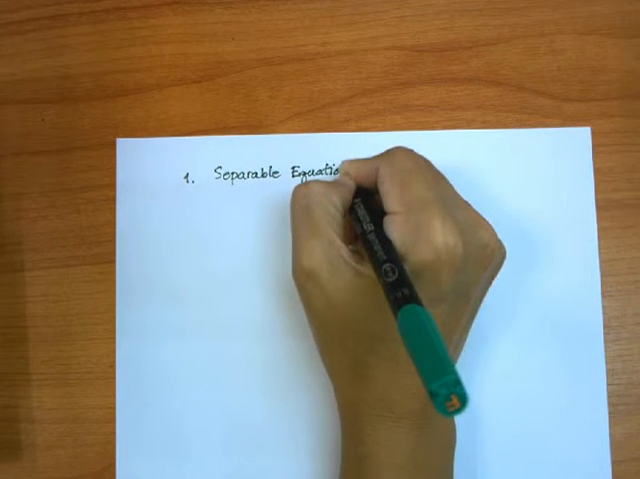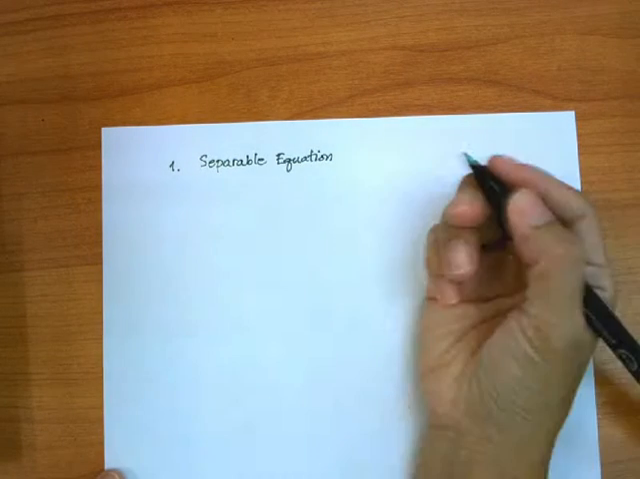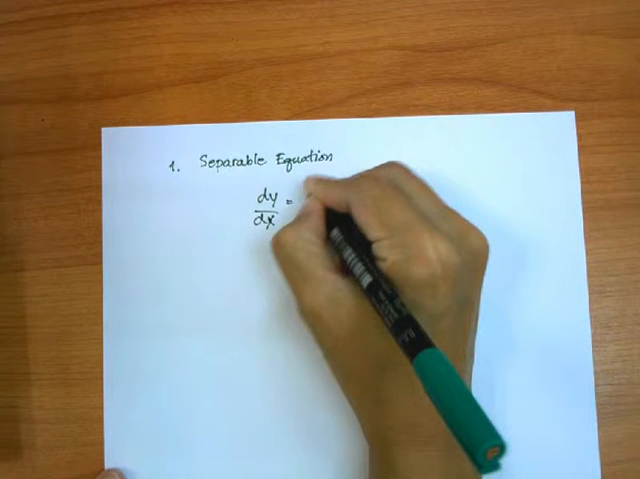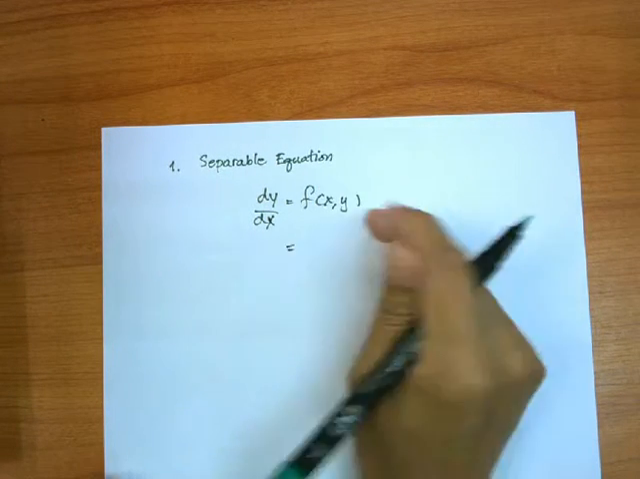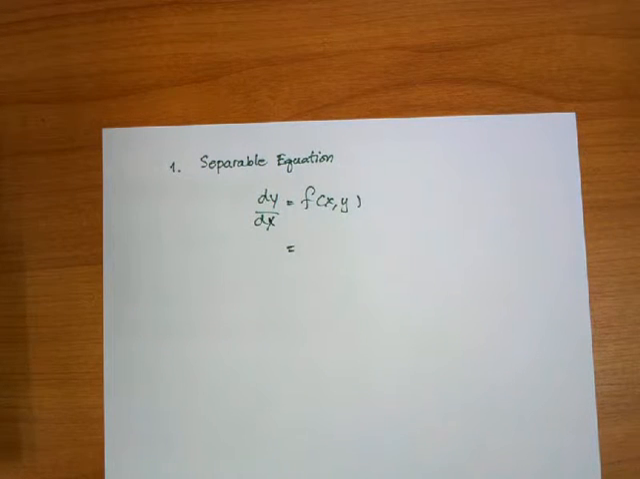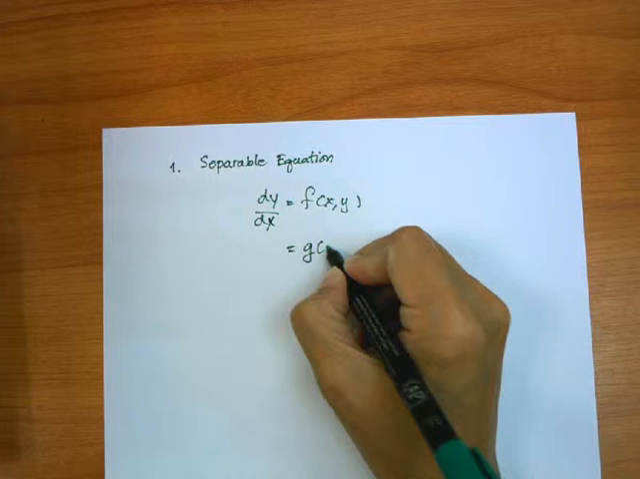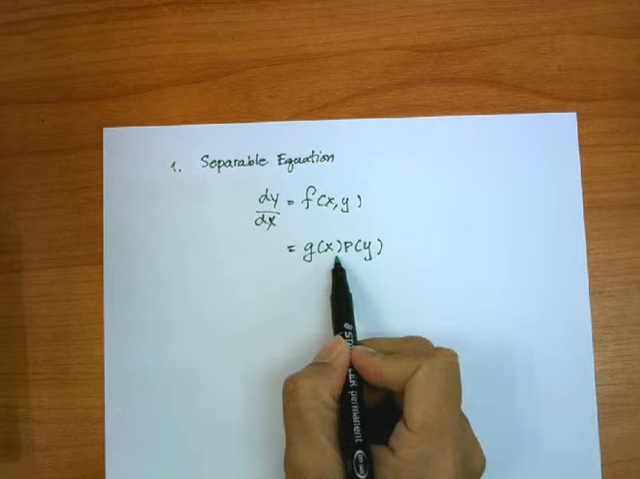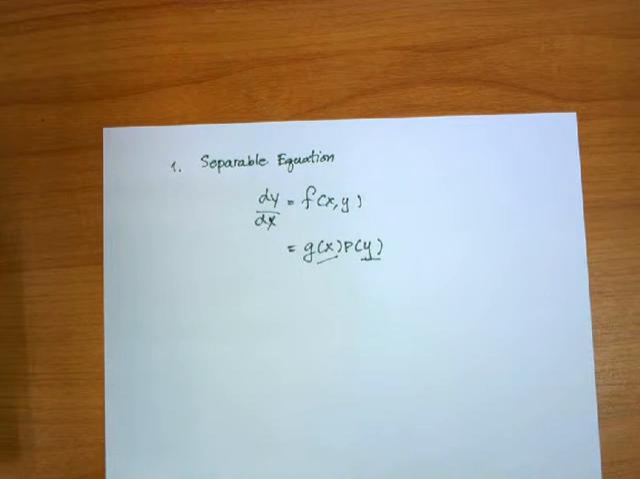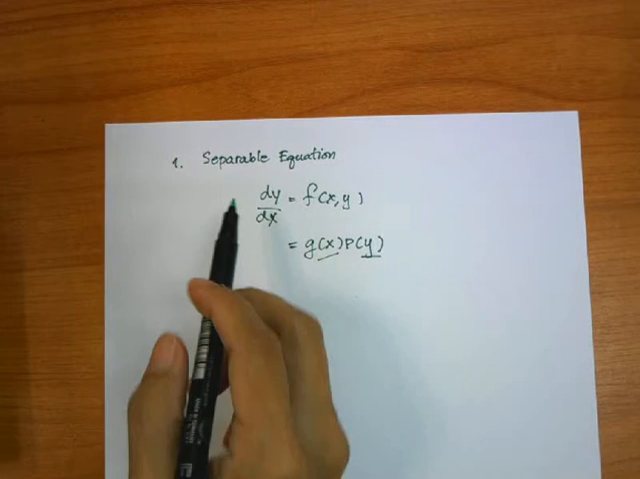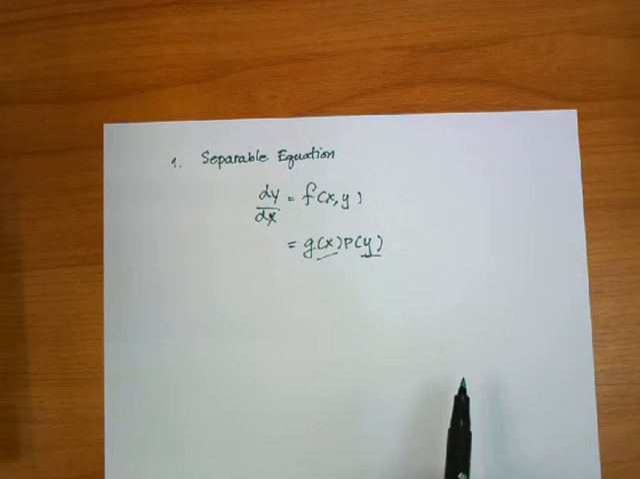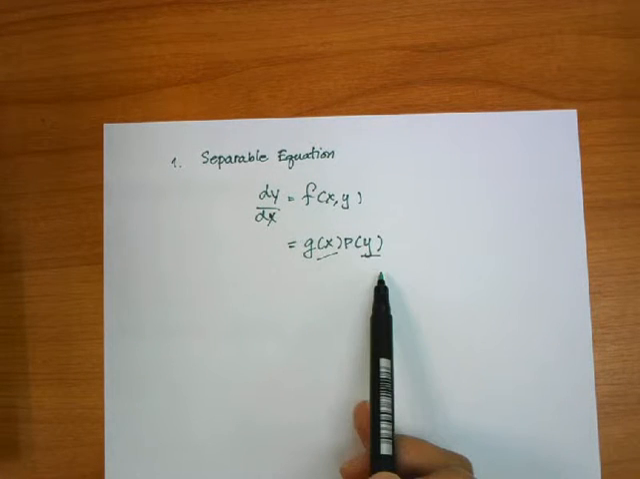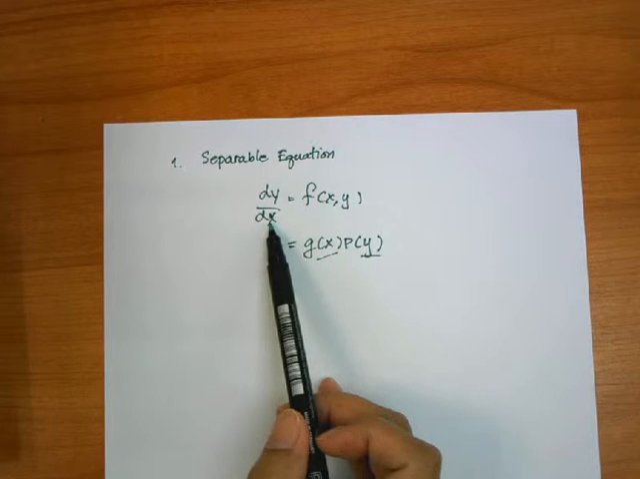The separable equation is in the form, like I said, when you have dy by dx equal to a function f(x, y). If your function f(x, y) is in this term, g(x) times p(y), it means that you can separate x and y from each other. Then in that case, it's called separable equation. Why is it called separable equation? Because if you can arrange it in this form, you can put dx with x and p(y) with y, like this.